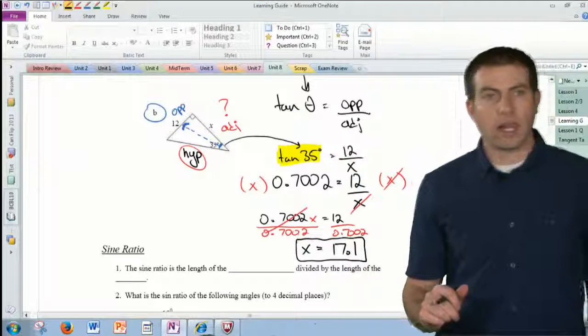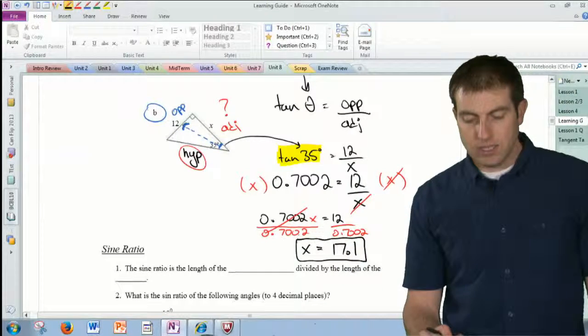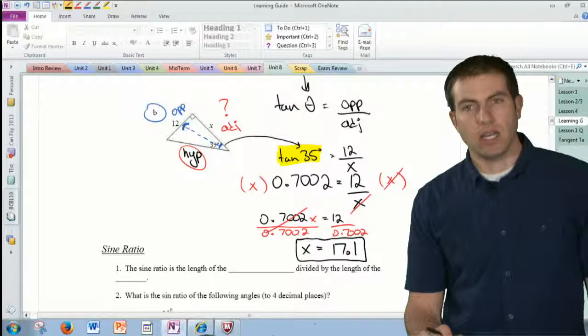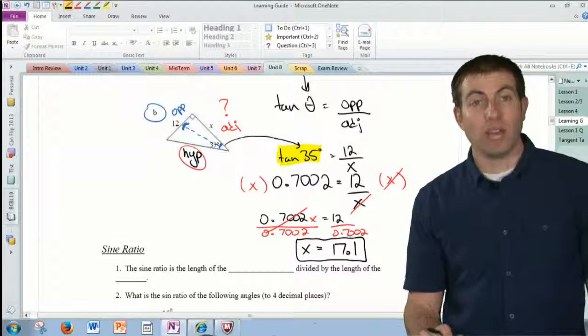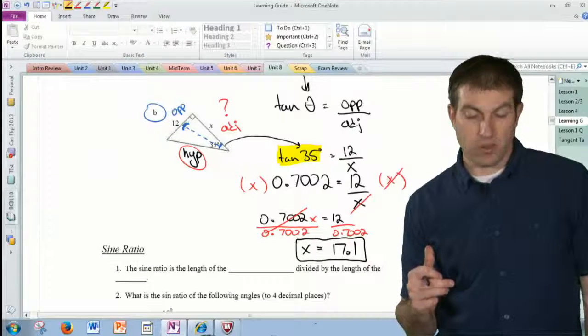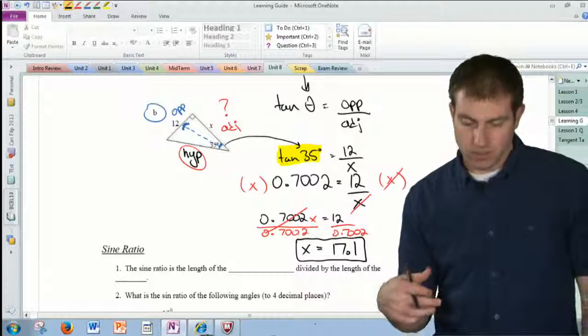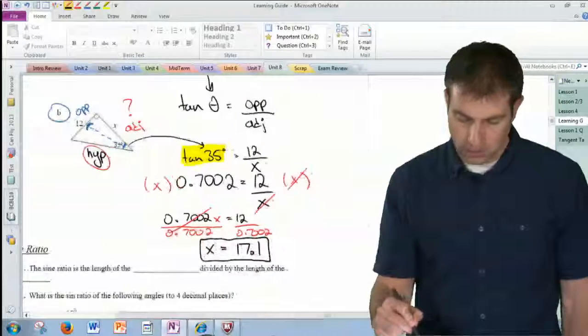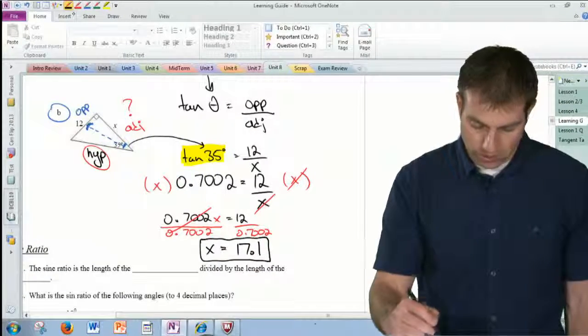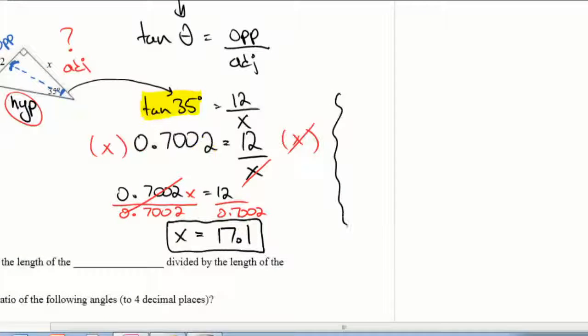So that's kind of the idea here. I guess there's a different way I could have solved the problem. I could have done it without actually calculating the tangent of 35 until the last step. Maybe let's just go back and I'll just show that, because I might do it that way sometimes. So I'm going to just restart the question here. I'm going to take the tangent of 35 degrees, some ratio, is 12 over x.